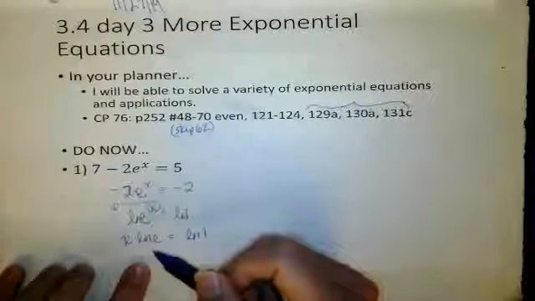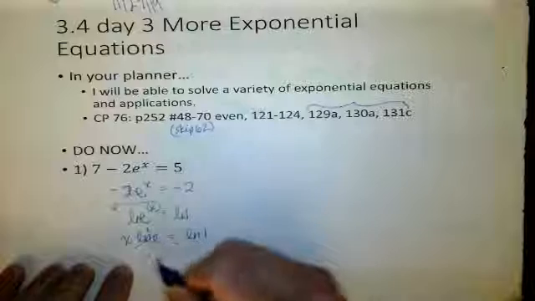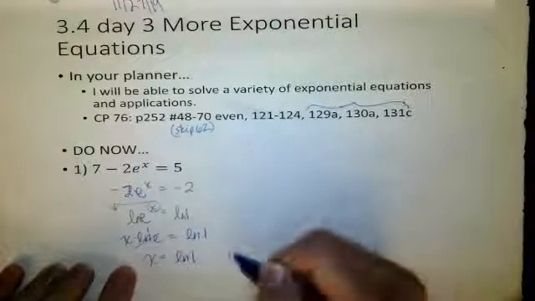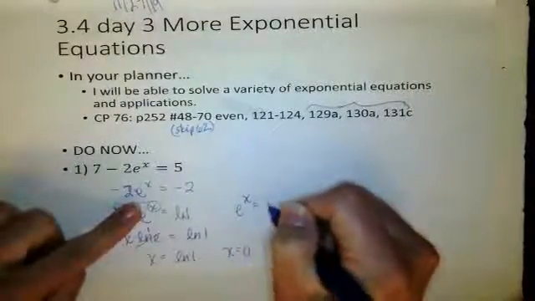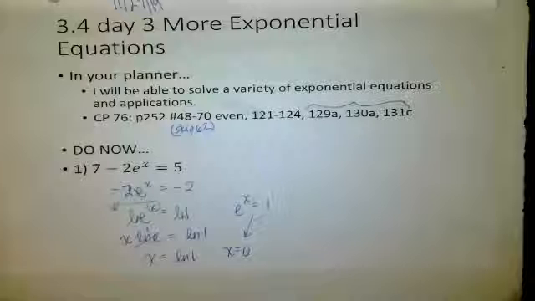What is the natural log of e? 1. Which means x equals the natural log of 1. What's the natural log of 1? 0. So we get x equals 0, which you might have known here, where you had e to the x equals 1. Could you just think about that and get right there? E to what power gives you 1? 0. Any base to a power of 0 equals 1. Okay, so something to think about.